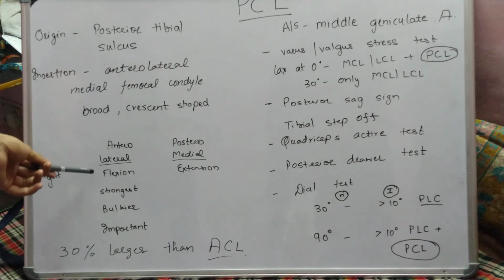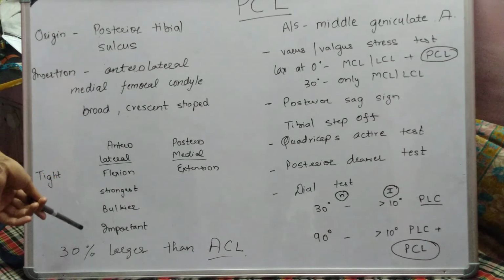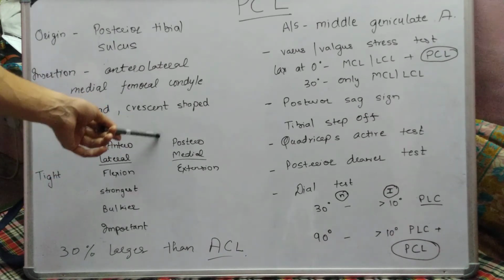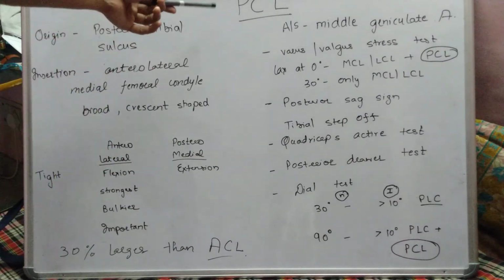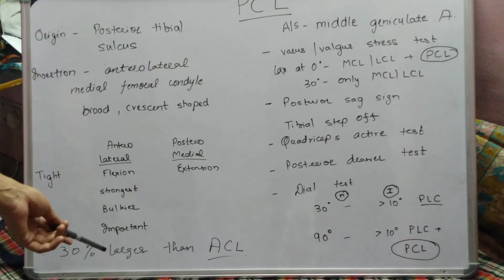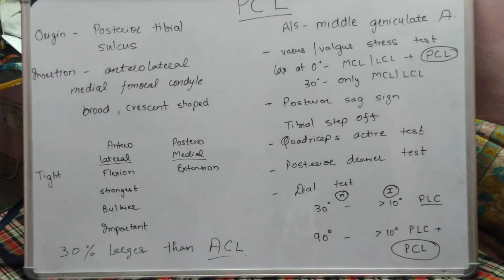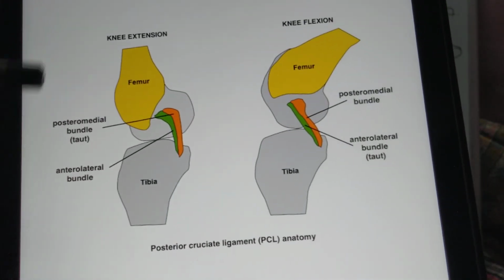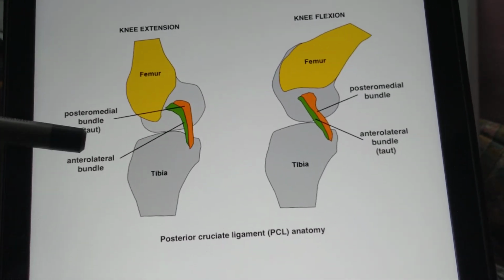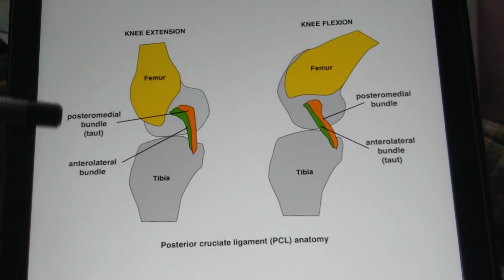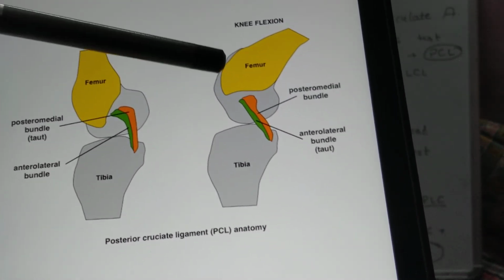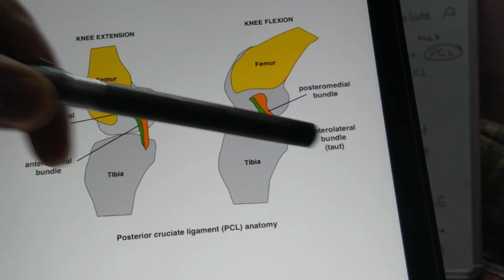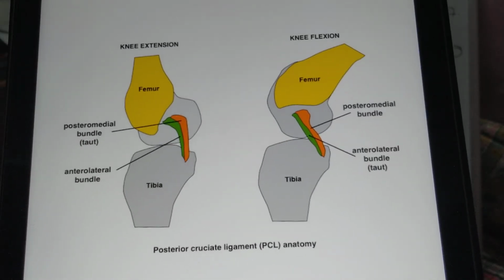Now the anterolateral bundle is stronger, bulkier, and more important than the posteromedial bundle. And the posterior cruciate ligament in itself is 30% larger and bulkier than the anterior cruciate ligament. In this diagram we can appreciate that in extension it is the posteromedial bundle which is taut and acting, and in flexion it is the anterolateral bundle which is taut and performing its functions.